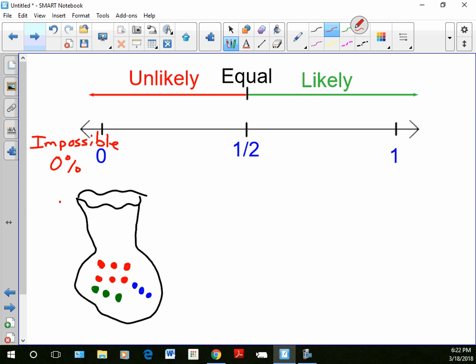Now, same question. What if I ask you, what is the chance of picking either a red, green, or blue marble out of the bag the first time you pick? Well, that's all the colors in the bag. So the total outcomes are 12, and all the colors in the bag are represented by what I asked. I asked, what is the chance of pulling a red, green, or blue marble out of the bag?